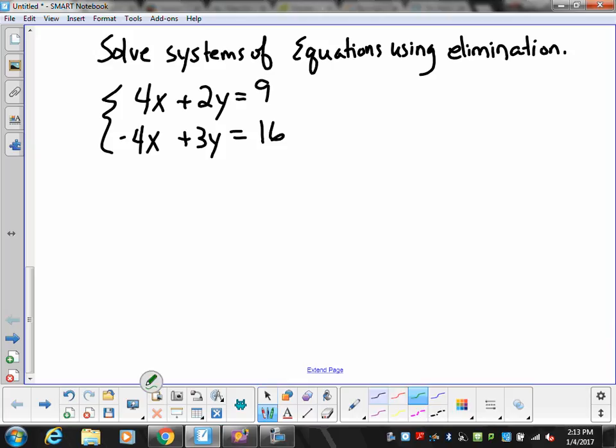The reason why is because I'm going to add these two equations together, and when I do that, I want to eliminate one of the variables. Because what happens when you add 4x and negative 4x? You get 0, which eliminates the x completely. Once I do that, I can then solve for y. Makes it pretty simple. So, since these already have an opposite, I'm just going to add these together. 4x plus a negative 4x is nothing. 2y plus 3y is 5y. And 9 plus 16 is 25.